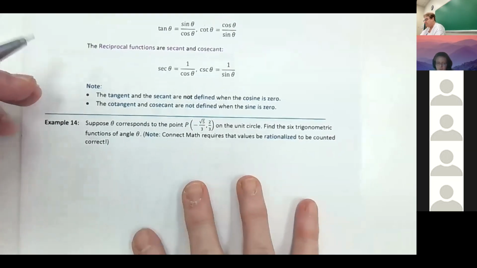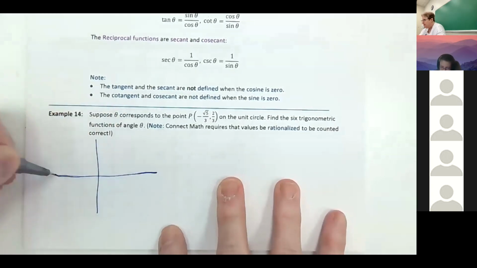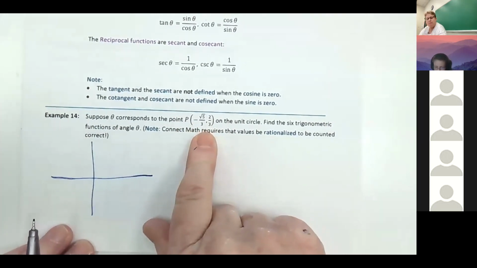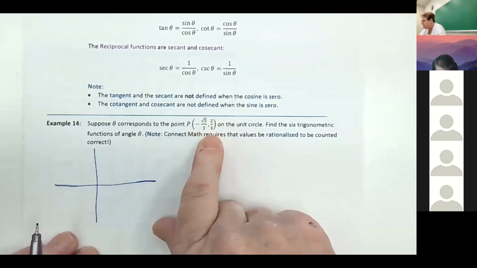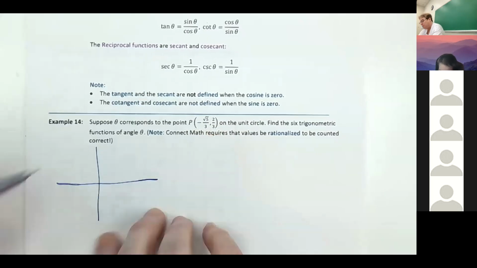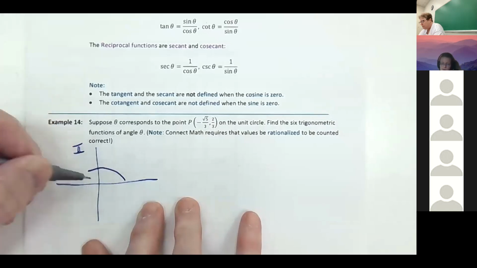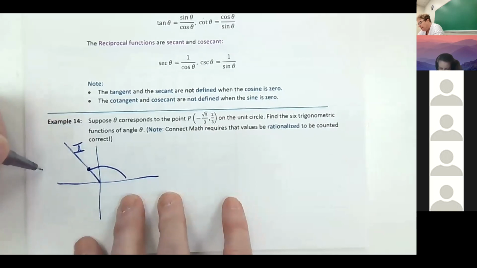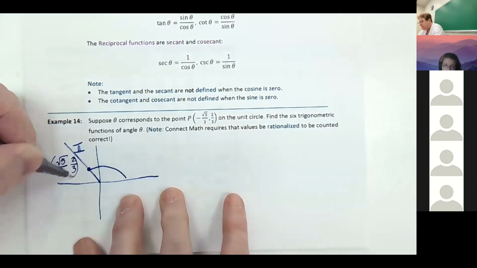Okay, let's do a fun problem. Let's see, this point, which quadrant is this point in? The point negative square root of 5 over 3 comma 2/3. Good. And that's all we really need. So we've got the point negative square root of 5 over 3 comma 2/3.